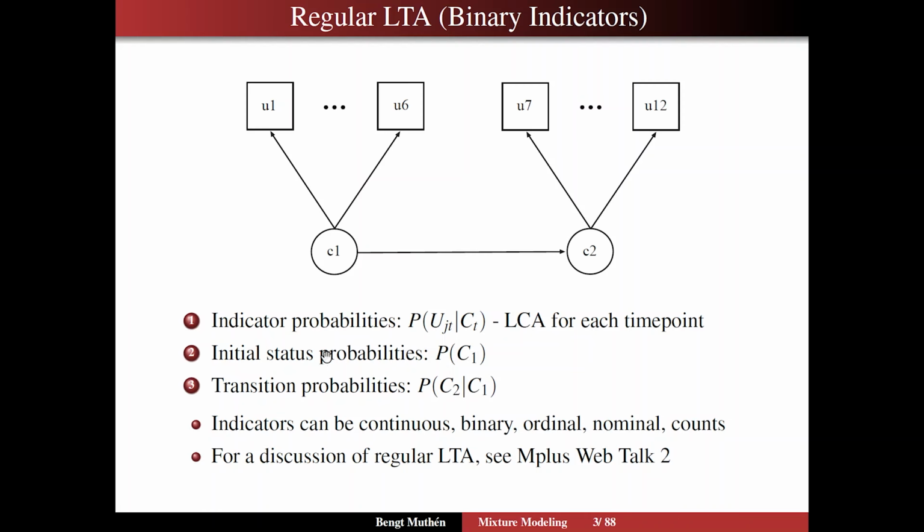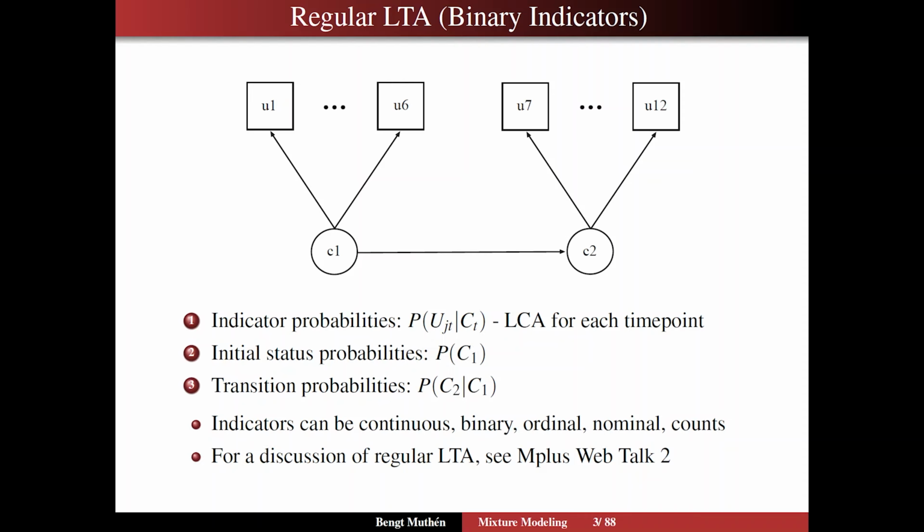Second, we have initial status probabilities, the probabilities of C1 at the first time point. And third, we have transition probabilities, that is, probabilities of C2 classes given that we are in a certain C1 class. Now the indicators here can be of many different kinds: continuous, binary as we just talked about, ordered categorical, that is ordinal, or unordered categorical, that is nominal, or counts, or any combination of those.